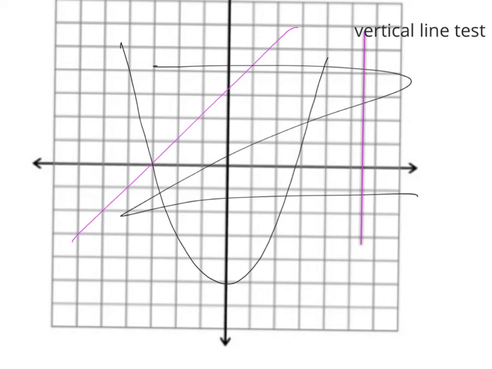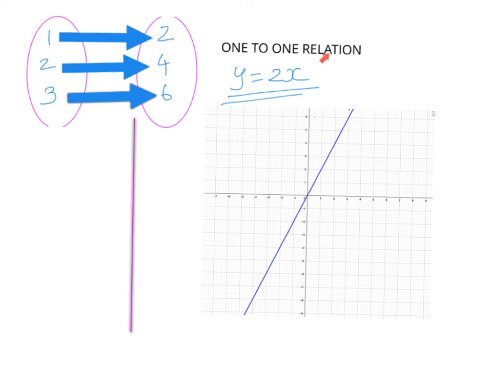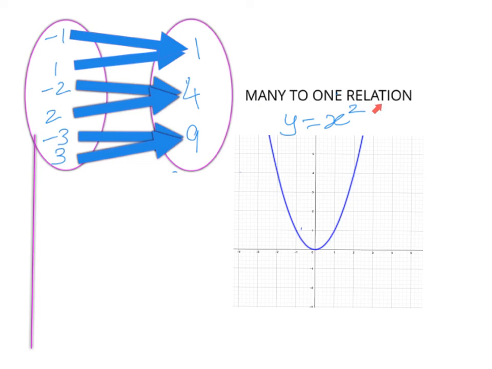I am going to explain the functions that we have seen in terms of graphs, the definition of a function in terms of a graph, where we apply the vertical line test. The first relation that we have seen is the one-to-one relation, and this is the graph of y equals 2x. If I apply the vertical line test here, you can see the vertical line intersects the graph only once. Therefore, this is a function. In the second relation, the many-to-one relation, this is my graph of y equals x squared. If I apply the vertical line test, the vertical line intersects the graph only once. Therefore, this relation is a function. So a one-to-one relation is a function, and a many-to-one relation is also a function.